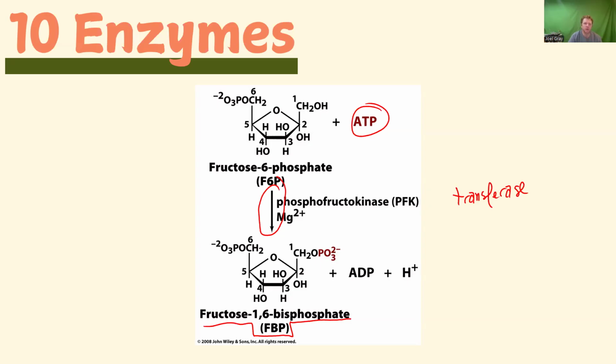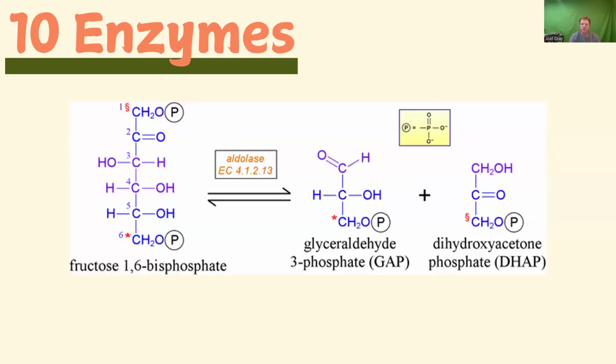What we need to do with that molecule, this is doubly phosphorylated, it's almost symmetrical. We're going to split it into two sugars, or two 3-carbon molecules, glyceraldehyde 3-phosphate and dihydroxyacetone phosphate. The enzyme that does this is an aldolase. Look at that EC numbering. Okay, EC numbering of 4. Oh, well, all that we care about is the 4.